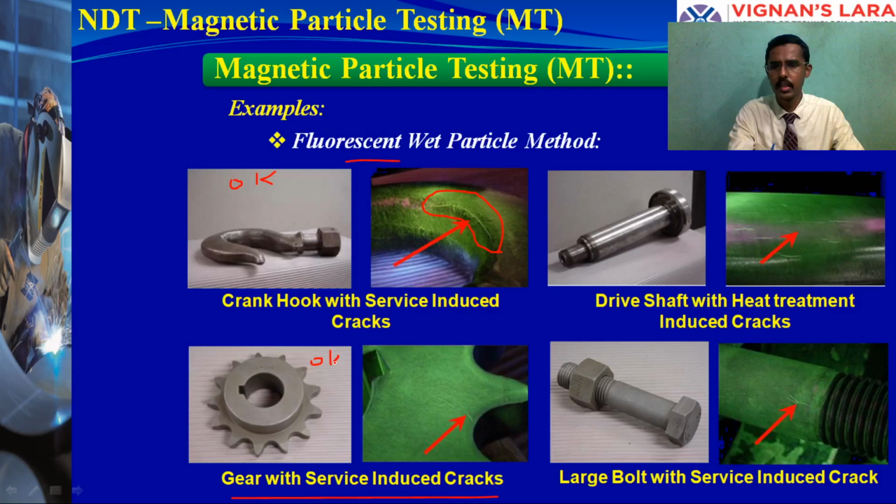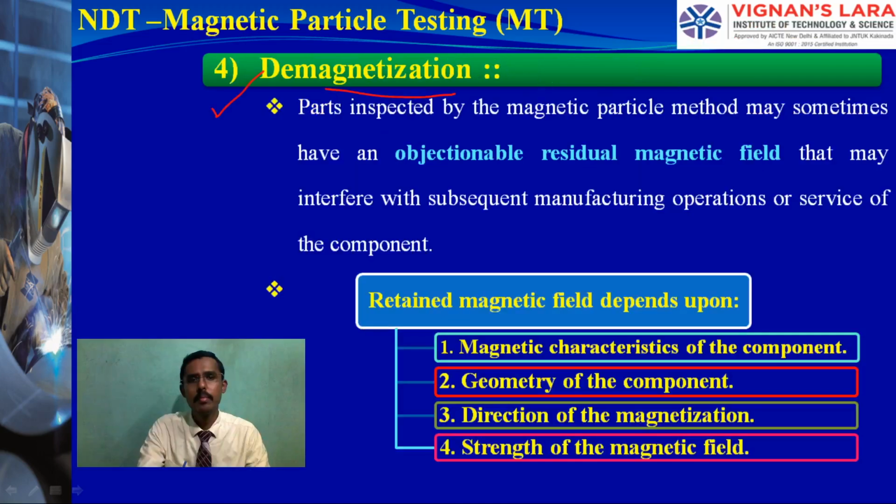The parts inspected by a magnetic particle method may sometimes have an objectionable residual magnetic field that may interfere with subsequent manufacturing operations. What are subsequent manufacturing operations? What does it mean?